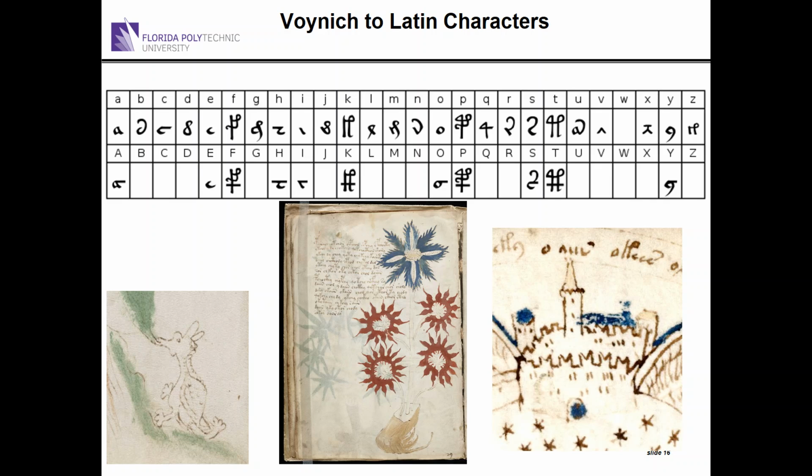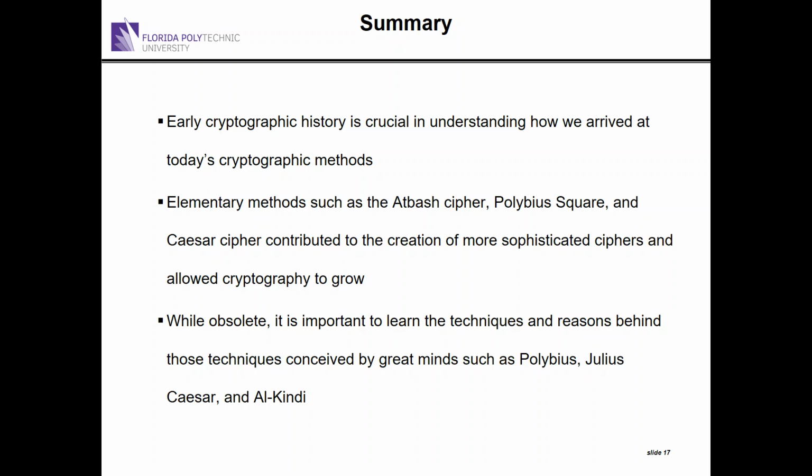In summary, it's important to research early cryptographic history. Discoveries are still being made today, as things such as the Voynich manuscript have yet to be fully understood. Additionally, while most of these methods are obsolete, it is important to understand the techniques and methods applied by the scholars that came before us, such as Al-Kindi, Julius Caesar, and Polybius.